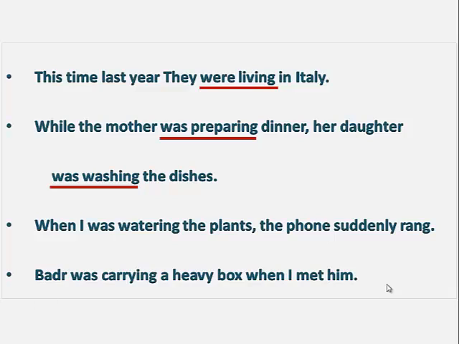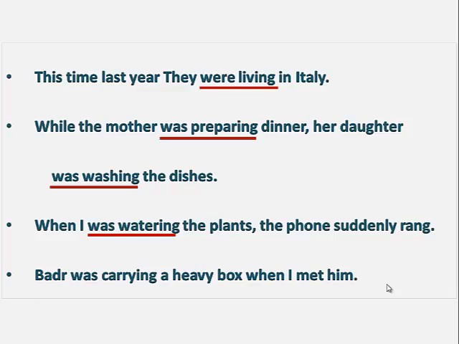Third sentence, when I was watering the plants, the phone suddenly rang. There are two verbs, but there is only one verb which is in the past continuous tense. Can you guess which one is? Exactly, it's the verb was watering. The second verb is rang, but it is in a different tense. It is the simple past tense.